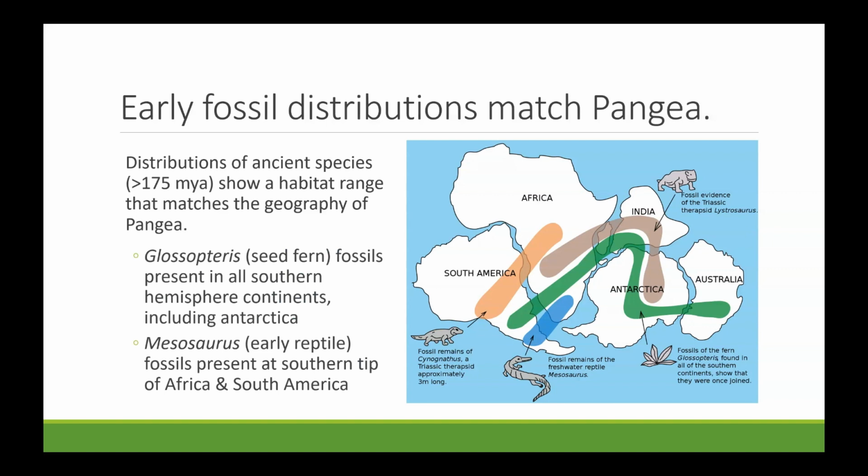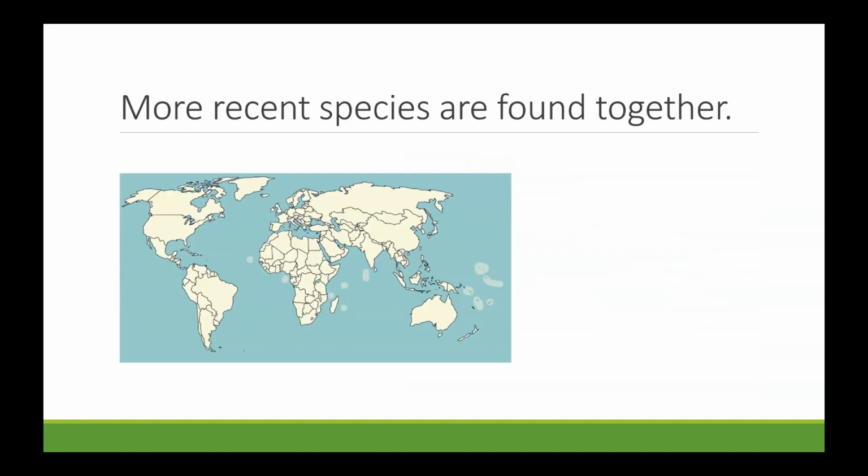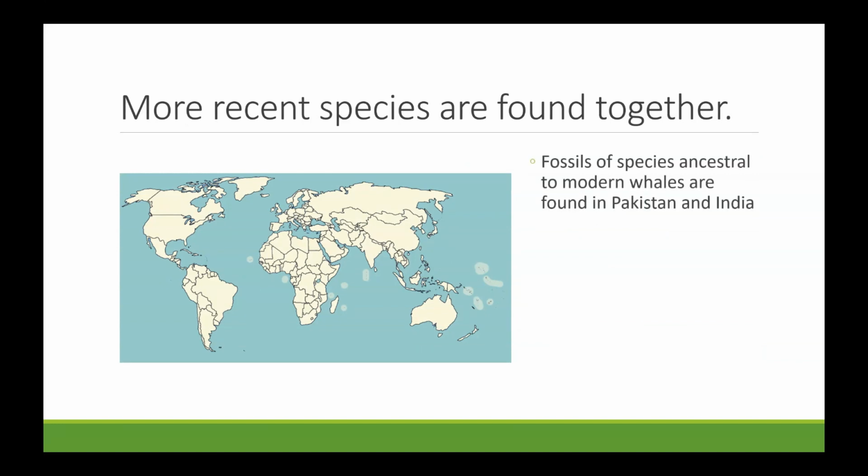However, if we look at fossils that date to after the breakup of Pangaea, after 175 million years ago, when the continents were already separated, we see that similar species tend to be clustered together in their current locations rather than spread across different continents. For example, those fossils that we talked about that are the ancestors of modern whales, all of those date to periods of time long after the breakup of Pangaea, and all of those fossils were found in Pakistan and India, which, if geography is not your thing, Pakistan and India, they directly border each other, so same general area.